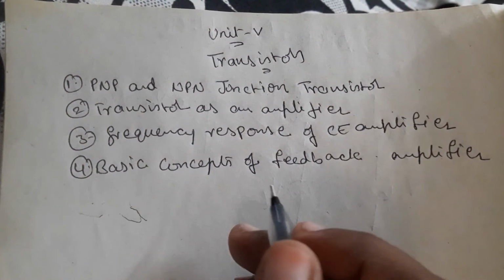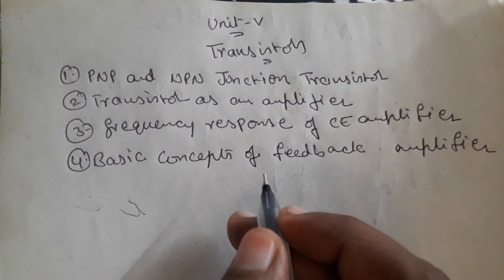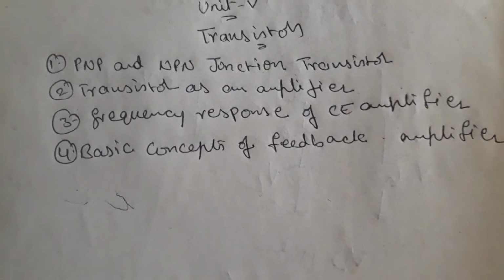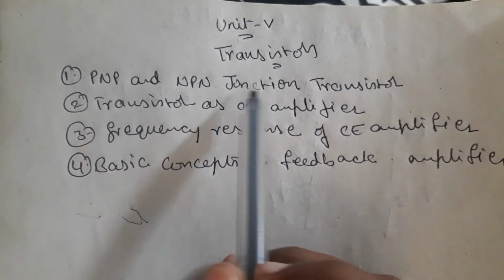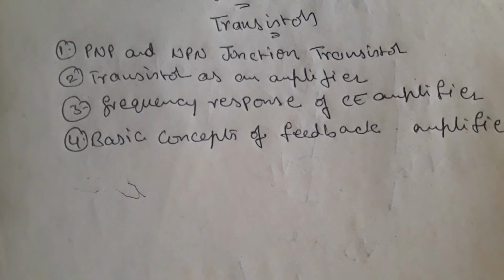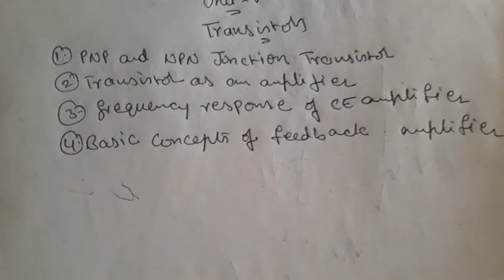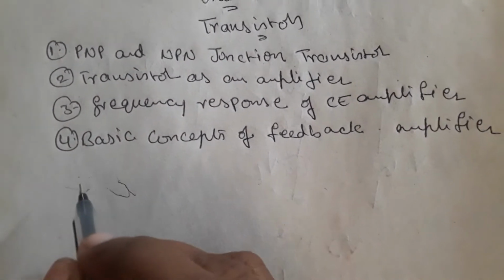Good morning students. Today we are going to discuss unit 5, transistors. In this unit we are discussing the PNP and NPN junction transistor, the transistor as an amplifier, the frequency response of CE amplifier, and the basic concept of feedback amplifier.